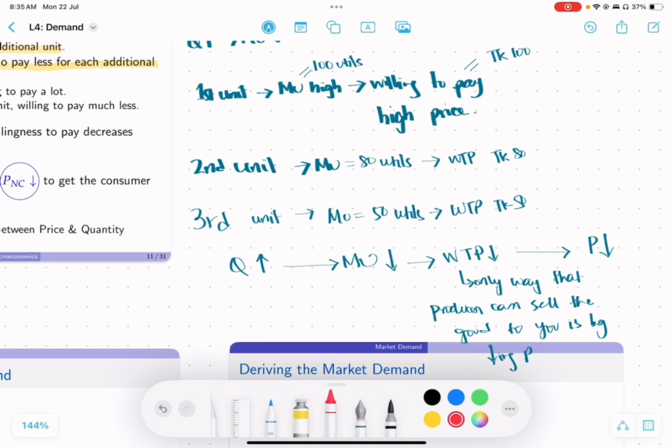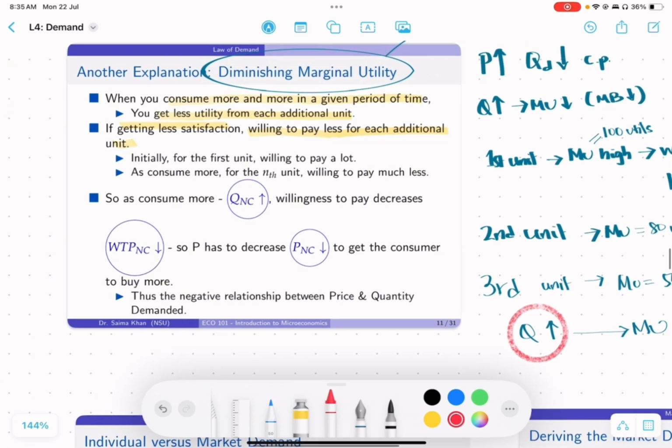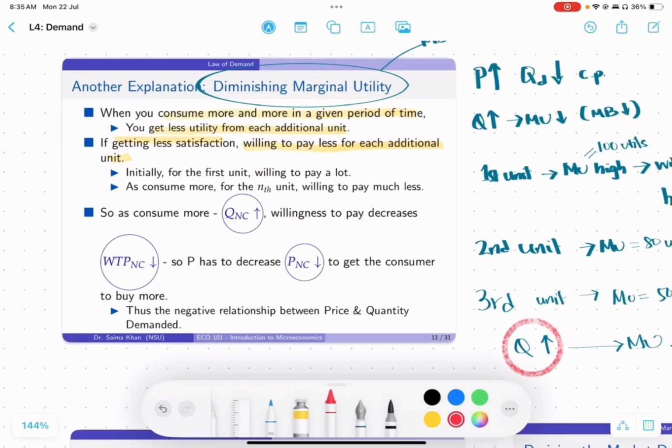So remember what we started out with. We said the quantity of a particular good that you buy goes up, and price moves in the opposite direction. Always the idea is that there's an inverse relationship between price and quantity. So thus we have now used the law of diminishing marginal utility to demonstrate that the law of demand actually holds. When price goes up, quantity demanded would fall, and when the price goes down, quantity demanded would rise, holding everything else constant.